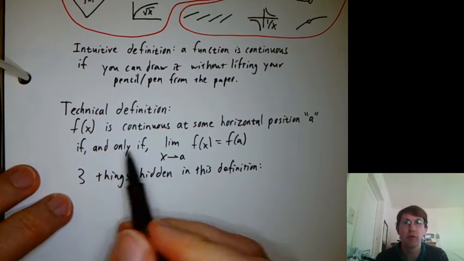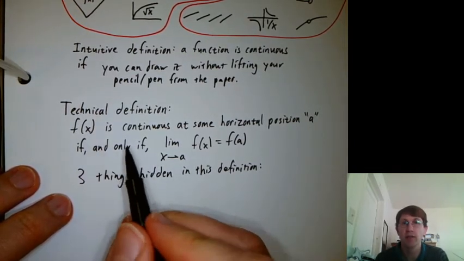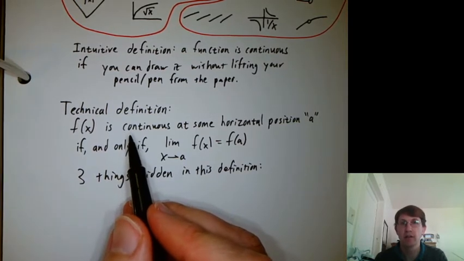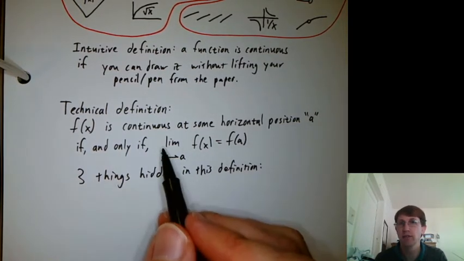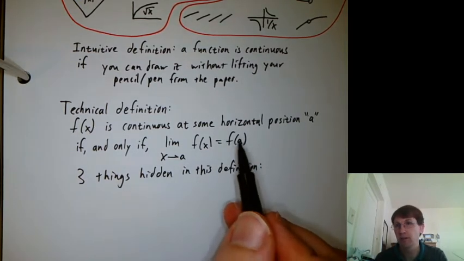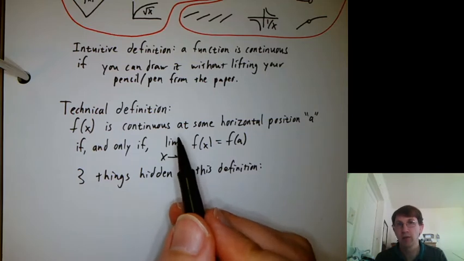For one thing, even before we get to those three things, if and only if means that if we are told the function is continuous at A, then this is true at A. And if we find that this is true at A, that means the function is continuous at A. It works both ways.